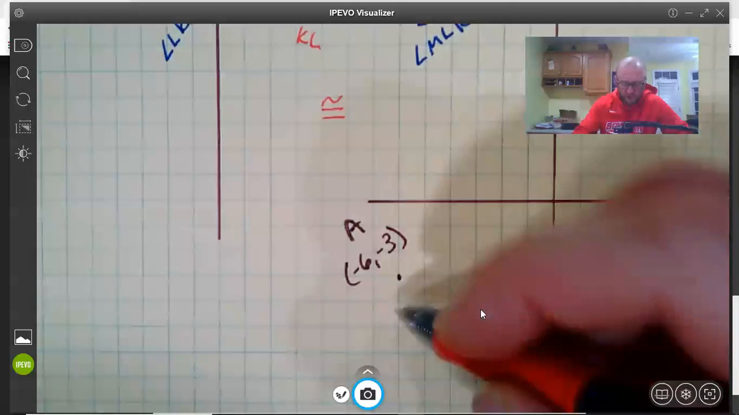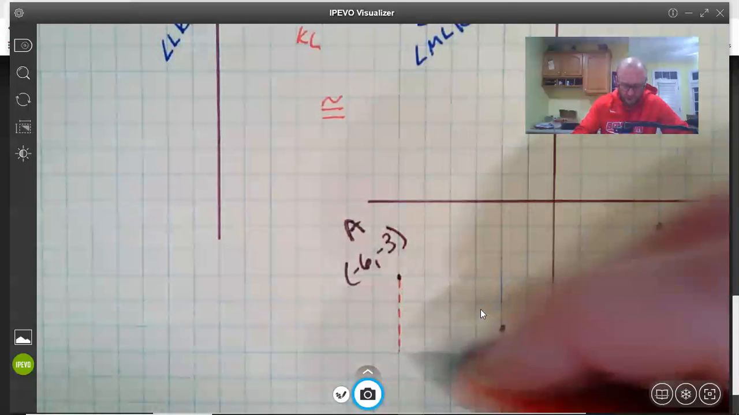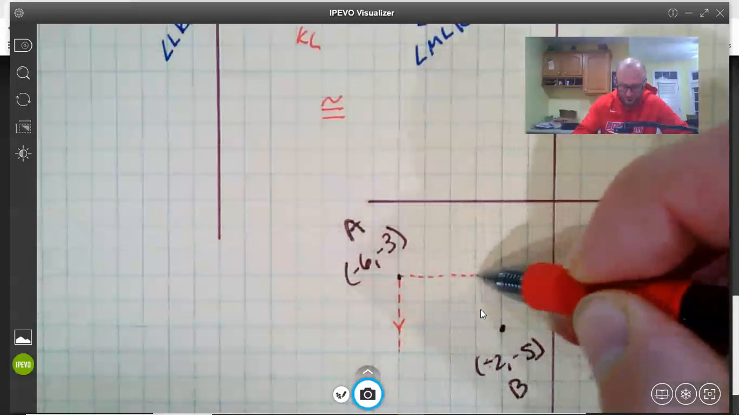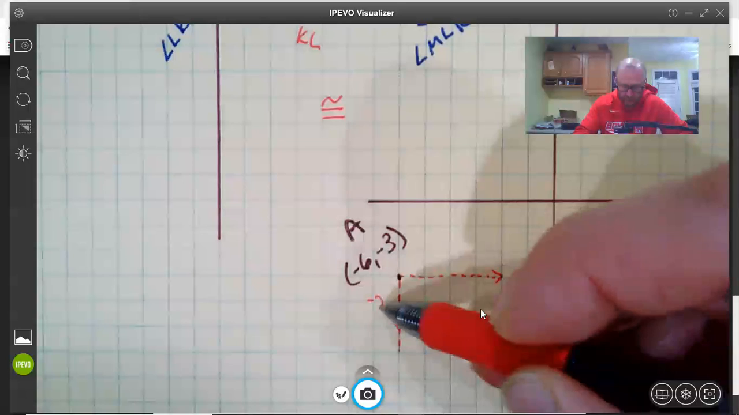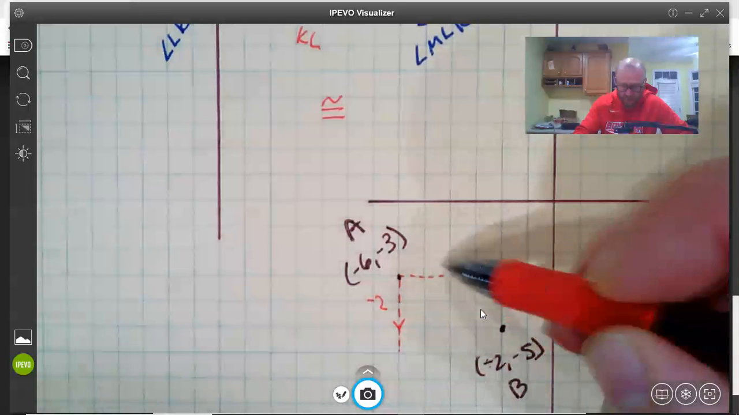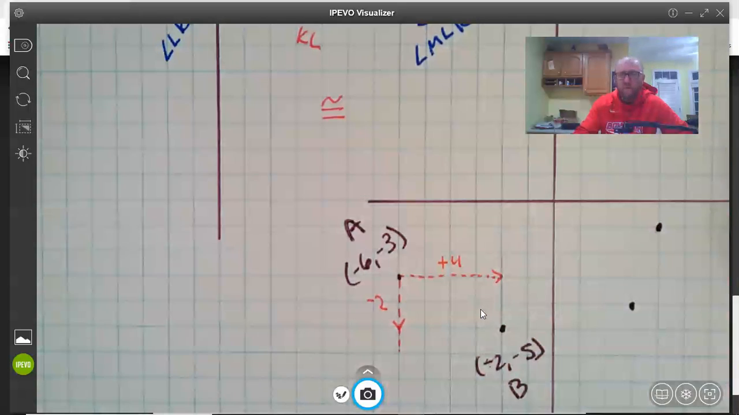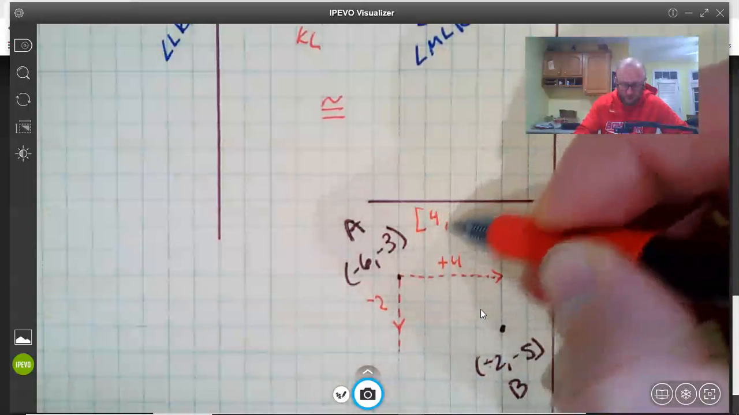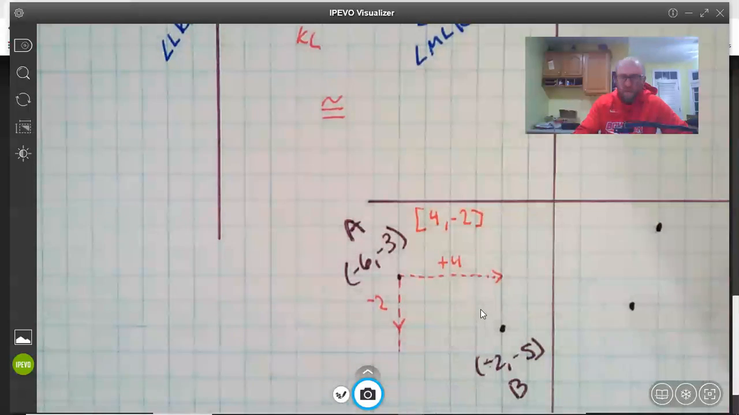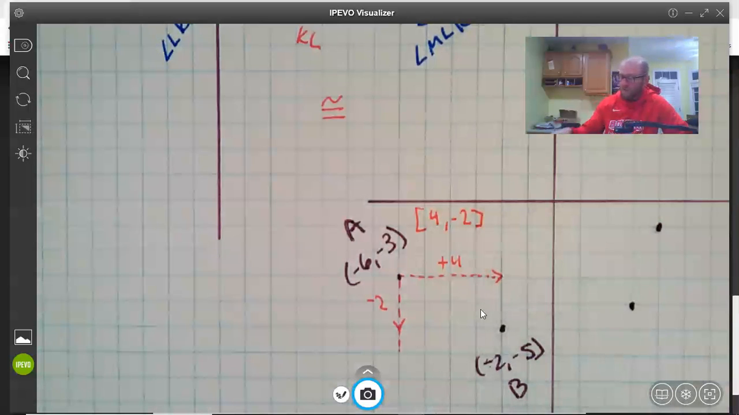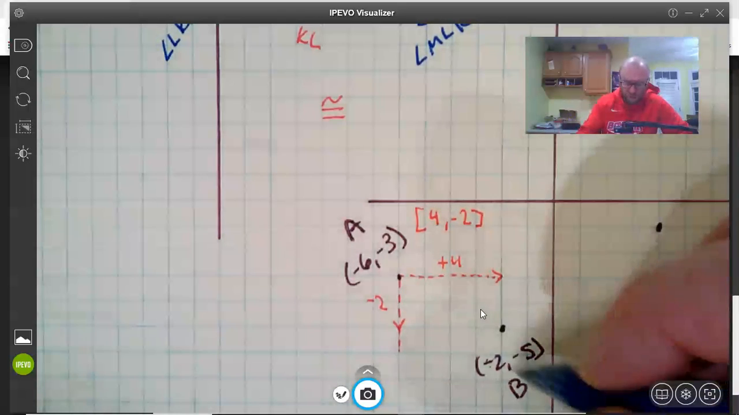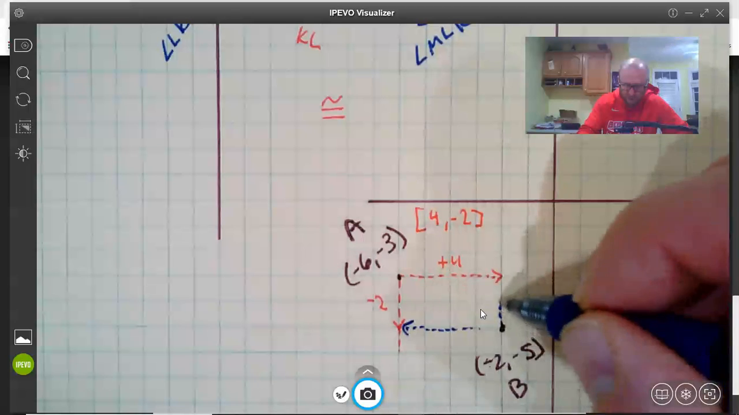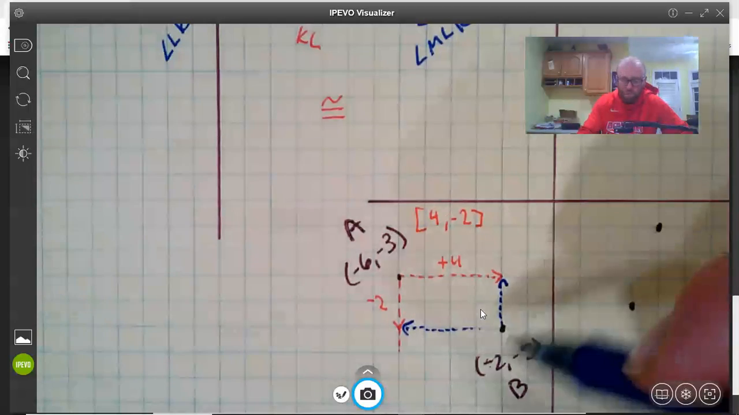From point A to point B, we'd have to go down 2 spaces, and looks like, so down 2 and 1, 2, 3, 4 to the right. So the displacement vector would be (4, -2). To go in the other direction, from B, we'd have to go back 4 and up 2 to get to A.